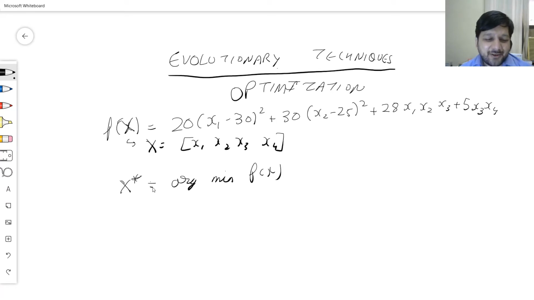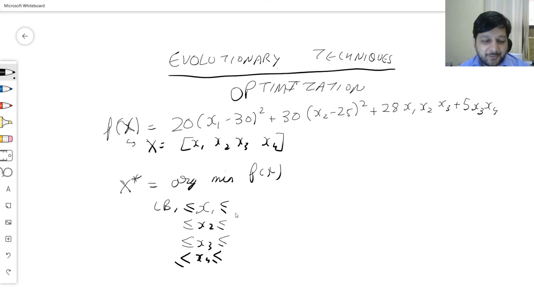and there will be some constraints. To make it simple, the constraints could be linear, non-linear, equality, inequality. Let's have the most basic constraints: all my variables will be between a lower bound and an upper bound. So I only have bound constraints. I will not be taking in any other kinds of constraints over here.